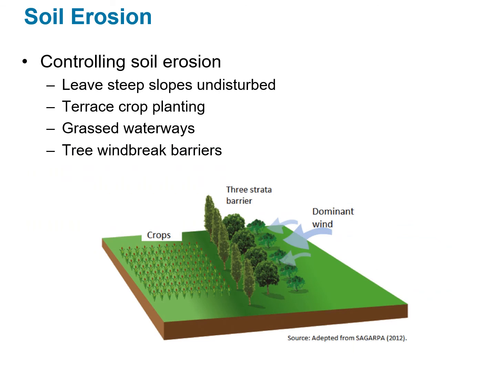So how do we control soil erosion? Well, don't farm on steep slopes, but if you do, you could do terrace crop planting. In between your crops, put in grassed waterways. I'll show you a picture. And then tree windbreak barriers are good to prevent wind erosion. So I'm sure you've seen this if you've flown around in an airplane. You look down and you can see different farmlands and you see trees that outline different properties. That's to slow down the wind and prevent wind erosion.